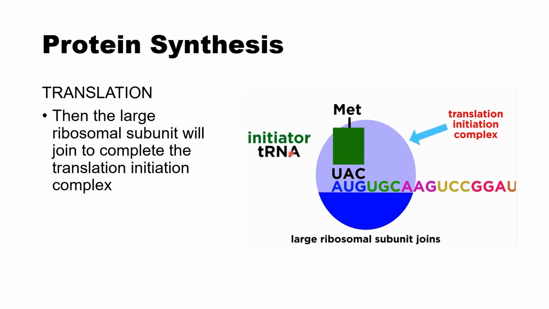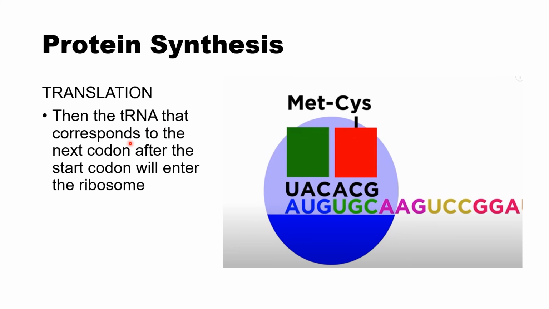Then, the large ribosomal subunit will join. Itong large ribosomal subunit, magjo-join siya to complete the translation initiation complex, and then the tRNA that corresponds to the next codon after the start codon will enter the ribosome. So meaning, after mabuo yung small subunit at saka yung large ribosomal subunit, magjo-join ngayon yung next na tRNA after the start codon. Di ba, ito yung AUG natin, ito yung start codon natin. Kung ano yung pangalawang codon, yung tRNA na susunod, magbabind siya doon.